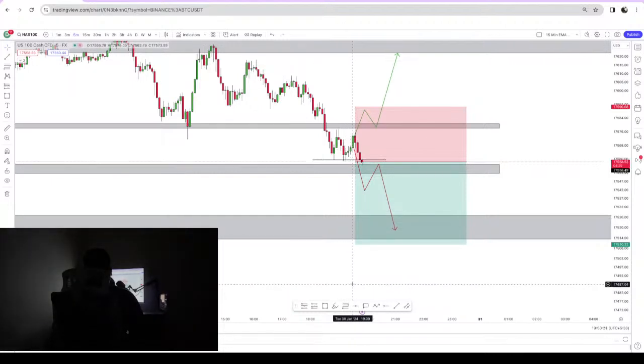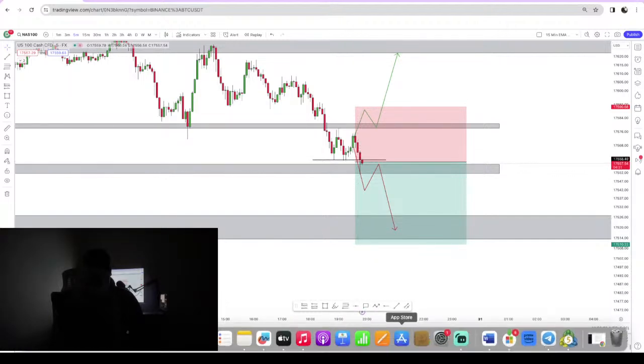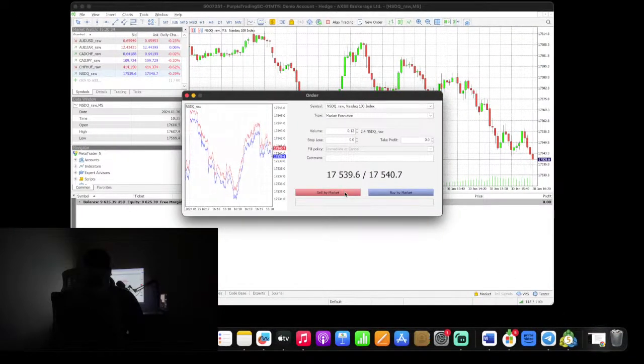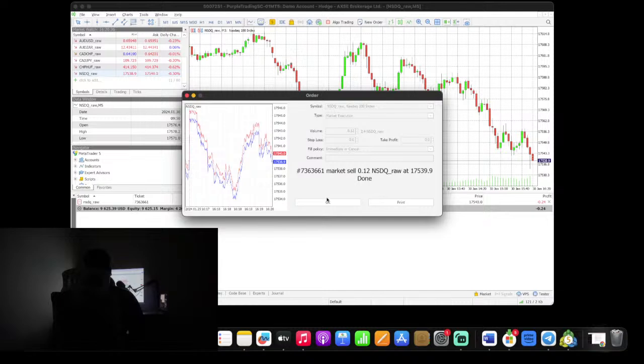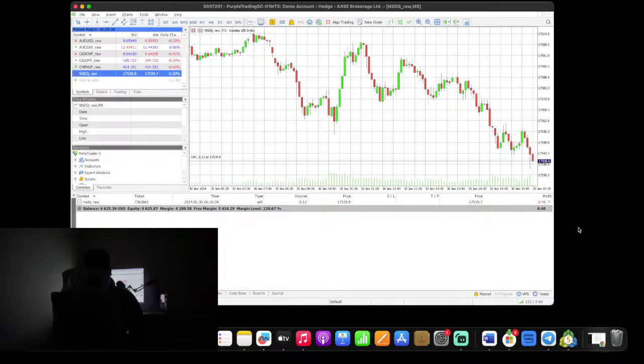Lowest is 559. Okay, so I'll open this trade. Right, we have opened it with 0.12 lot.